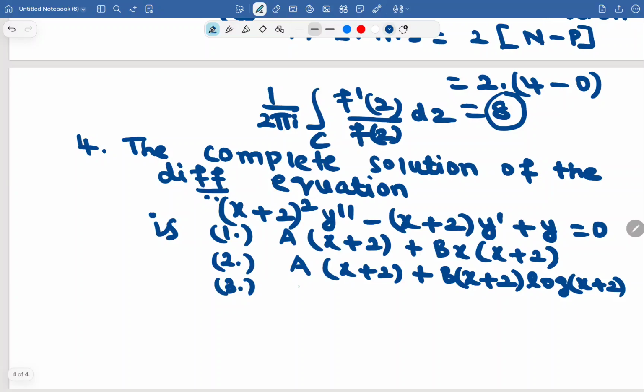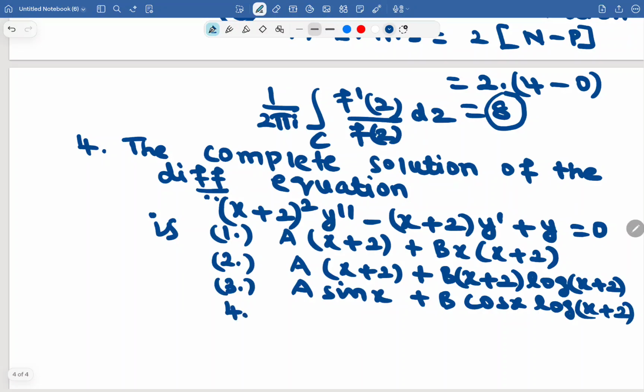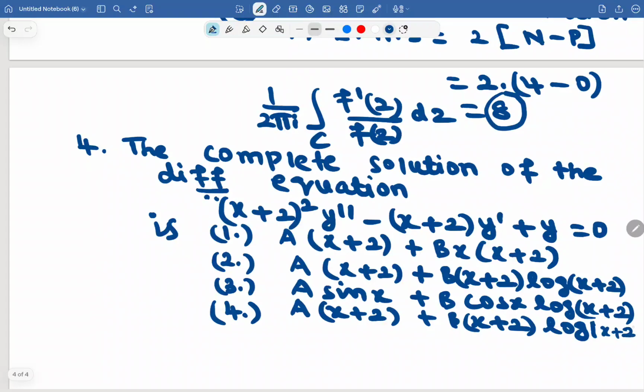Third one, a sin x plus b cos x log x plus 2. Fourth one, a into x plus 2 plus b x plus 2 log modulus of x plus 2.